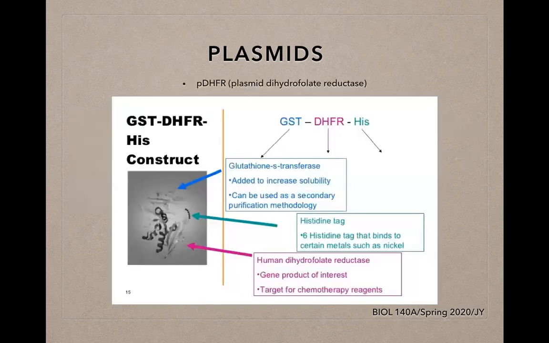The plasmid, as I mentioned before, was pDHFR, which indicates the plasmid of dihydrofolate reductase. And further into the protocols, you will notice that DHFR was tagged with GST and histidine.